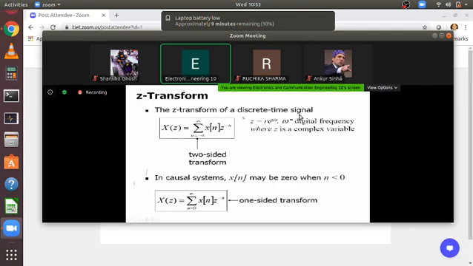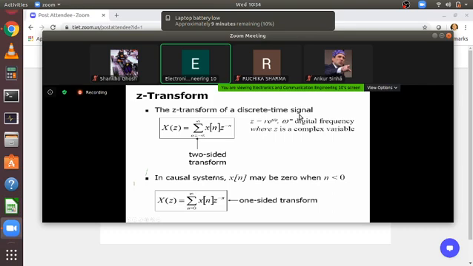So what is the Z transform? The Z transform of a discrete time signal x[n] is given by X(z), where x[n] is the discrete time signal or discrete time sequence. It has to be multiplied with z to the power minus n, and summed from minus infinity to infinity. This is a two-sided transform, right? It involves negative values of n and positive values of n also. And what is z? In polar form, z can be represented as r e to the power j omega, where small omega is the digital frequency, and z is a complex variable.